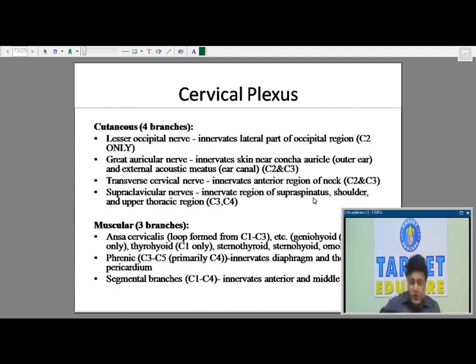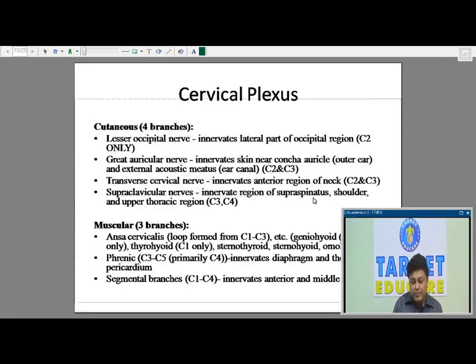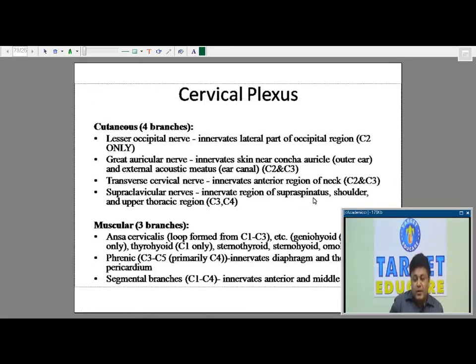So the connected concept here is the cervical plexus. Cervical plexus has two types of branches, cutaneous branches and muscular branches. There are four cutaneous branches: lesser occipital nerve, greater occipital nerve, transverse cervical nerve and supraclavicular nerve.